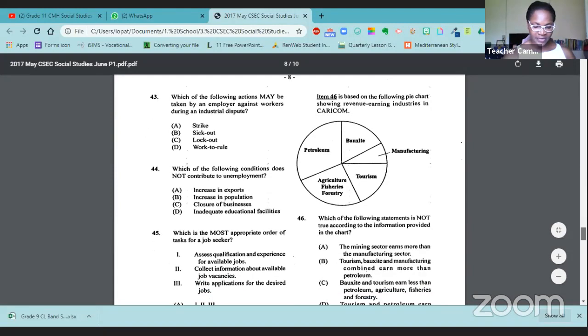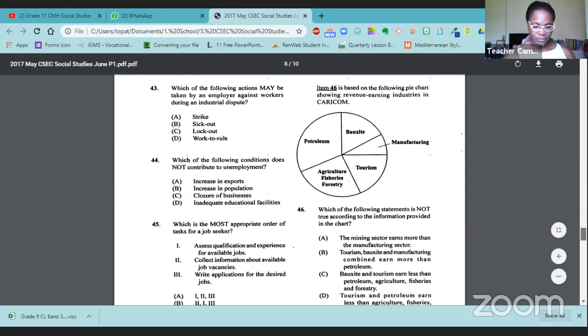45, which is the most appropriate order of tasks for a job seeker? Okay, and we have C here, which would be write applications for the desired jobs. Then 2, collect information about available jobs. Hold on, let's look at this. You need to collect the information first, which would be 2. Then you assess your qualification and experience for the job, after which you would write applications for the desired jobs. So that would make it 2, 1, 3. All right, and that would be B.